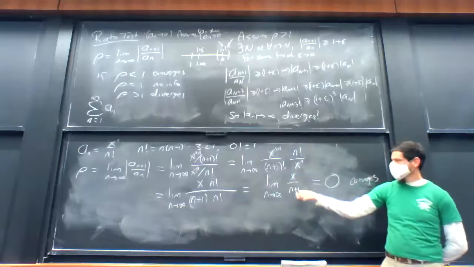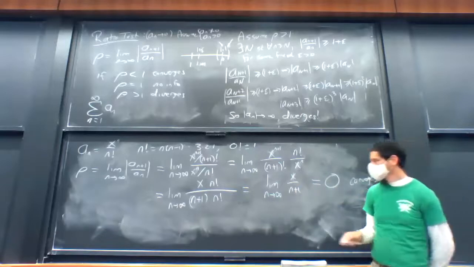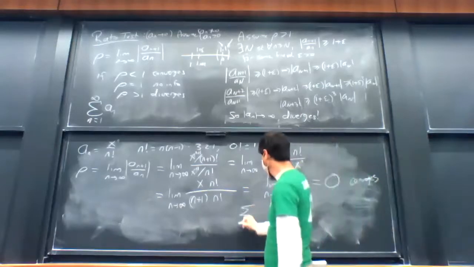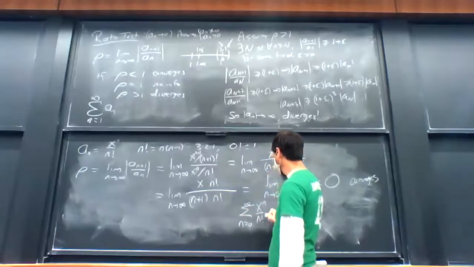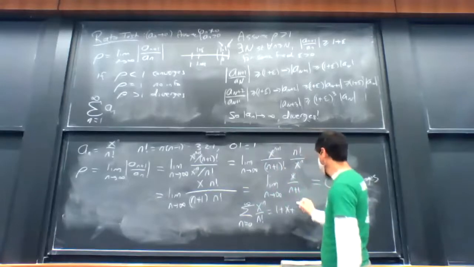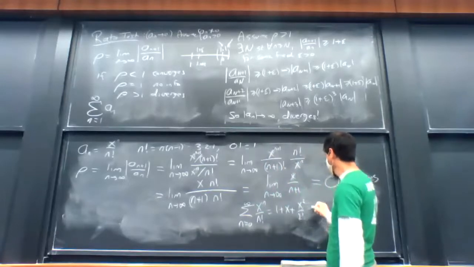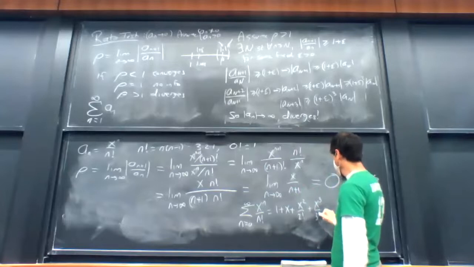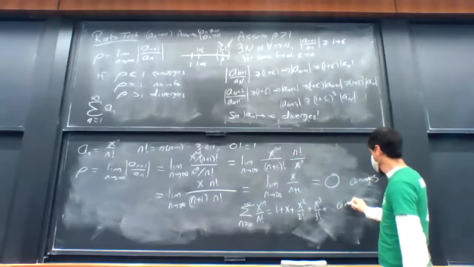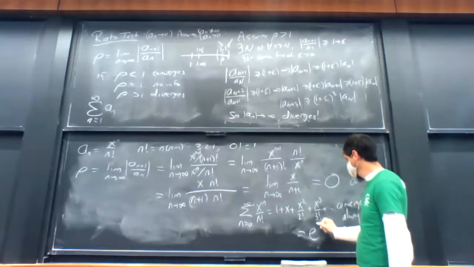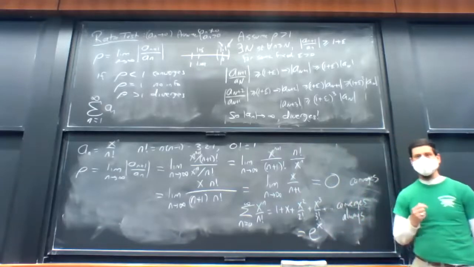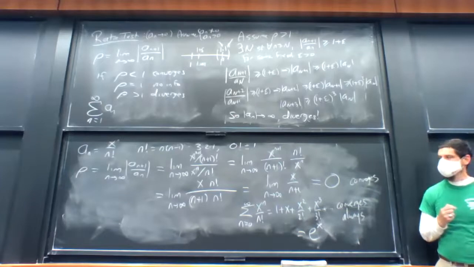Because x is fixed, what happens as n goes to infinity? It's still 0. So this tells us that the sum from 0 to infinity of x to the n over n factorial, which is 1 plus x squared over 2 factorial plus x cubed over 3 factorial, converges always. And this is one of the definitions of the exponential function, e to the x. It's an extremely important function.